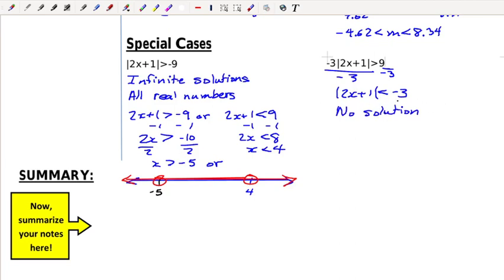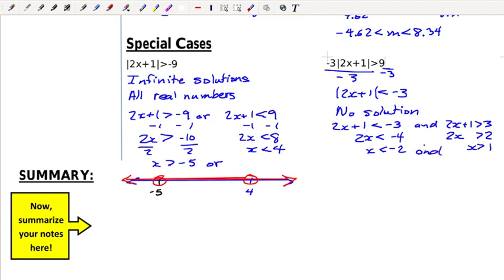And again, if you don't recognize this right off the bat and you try to solve it, create your two equations. We would have 2x plus 1 less than negative 3, 2x less than negative 4, x less than negative 2. And remember that this is less than, so this is "and". 2x plus 1 greater than 3. So I've got 2x greater than 2, x greater than 1. So I need a number that's less than negative 2 and greater than 1.